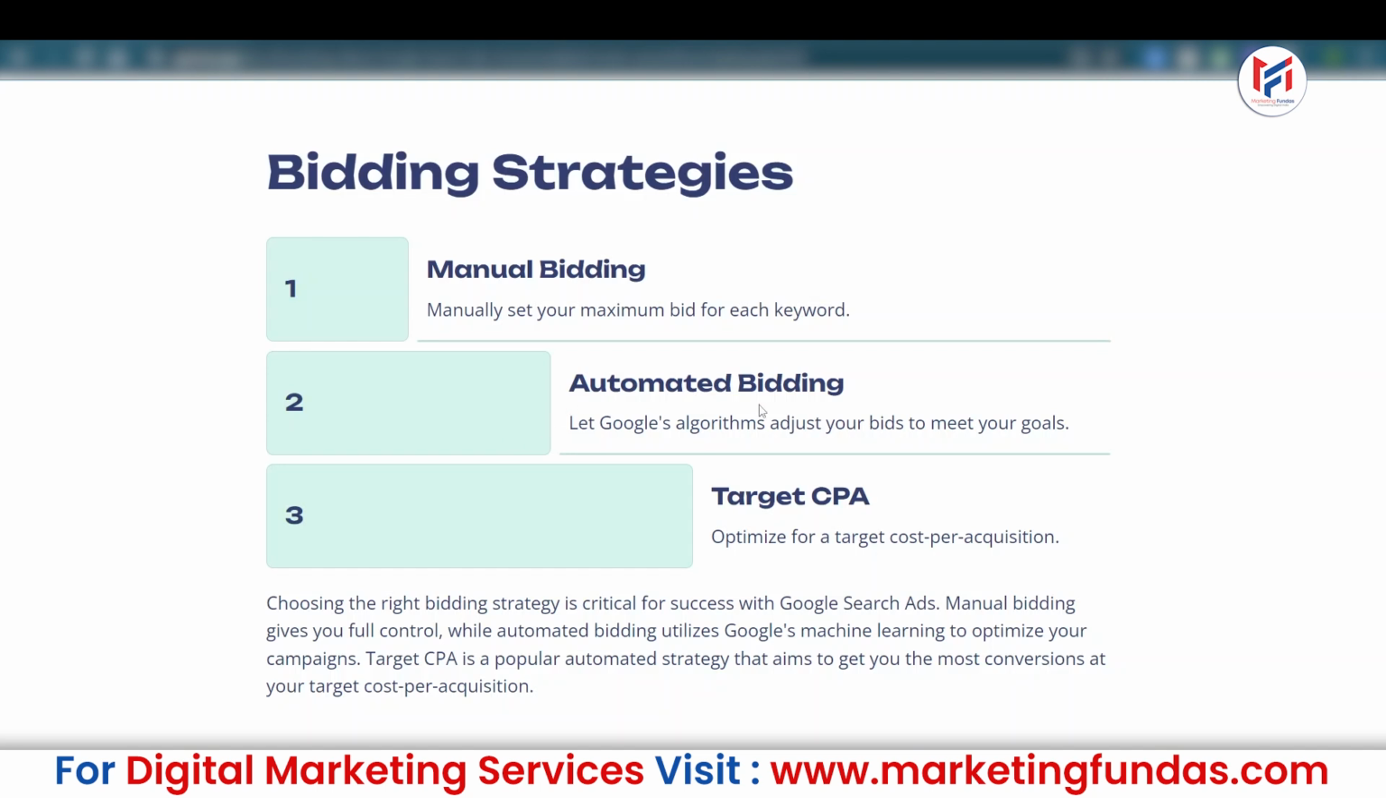Then we do have automated bidding, where Google's algorithm adjusts your bidding. Sometimes it increases the bidding if there's a need of increasing the amount, and if there is no need to increase the amount, it decreases the bidding. Then lastly, there's target CPA.